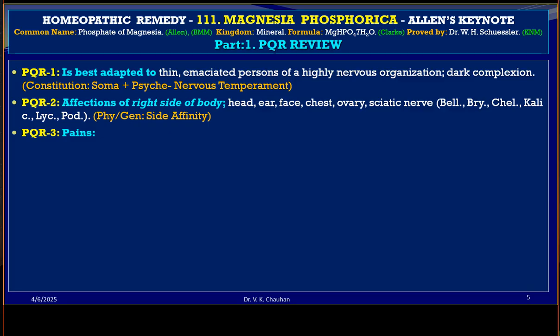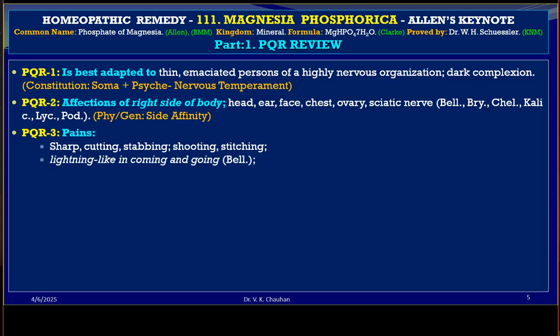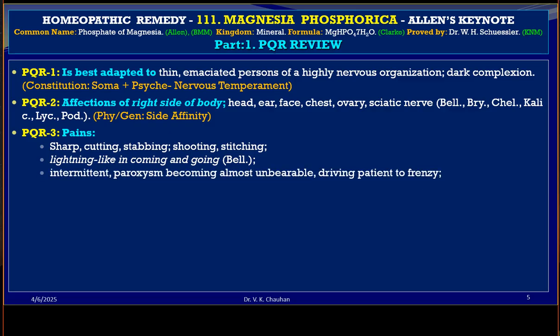It is about the pain. And what kind of pain is there? Sharp, cutting, stabbing, shooting, stitching, lightning-like, coming and going fast, like belladonna, intermittent, paroxysmal, becoming almost unbearable, driving the patient to frenzy. As the pain comes, it reaches its peak within minutes, and it becomes so unbearable that the patient is very much restless.